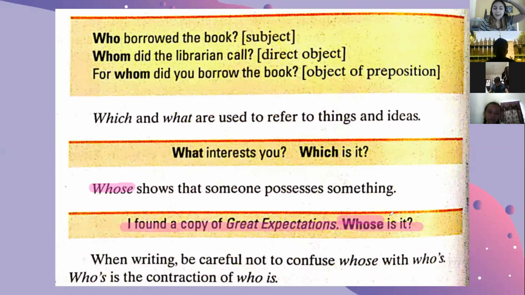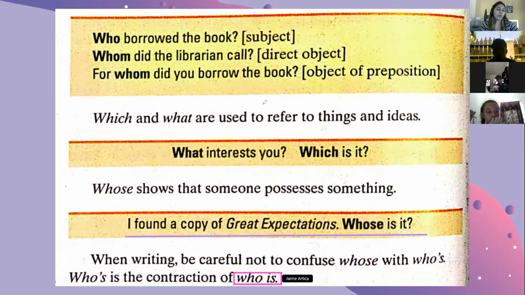All right, then we have, when writing, be careful to not confuse whose with who's, okay? These are different. This is a contraction, okay? Who's is a contraction of who is, okay? Who is your favorite character? Okay, Andy, who's your favorite singer? But whose singer is your favorite? So they are different. I'm gonna write it down, but right now, copy this chart in your notebook.